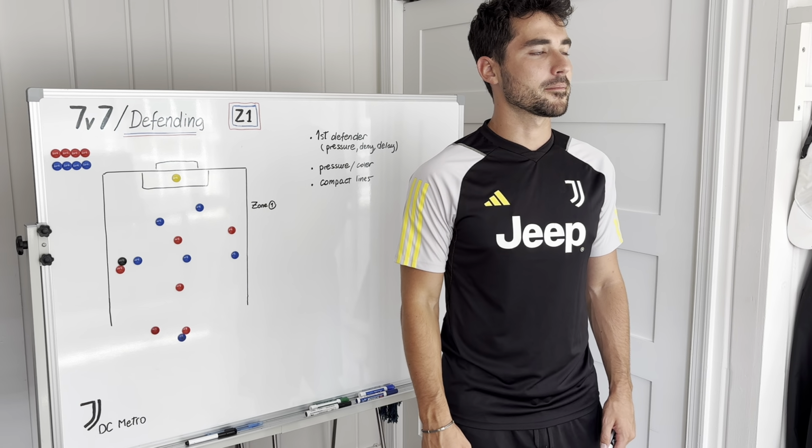The first defender has a specific role when we defend: to pressure, to deny, and to delay. So if I am the first defender, the person closest to the ball, I have to put pressure on the ball. I have to deny potential shots, potential passes, potential options to the opponent based on the way I'm shaping my body. And I also have to delay, meaning I don't lunge in, I don't step in right away so I get dribbled, but I'm positioning my feet correctly and I'm delaying the opponent's action.